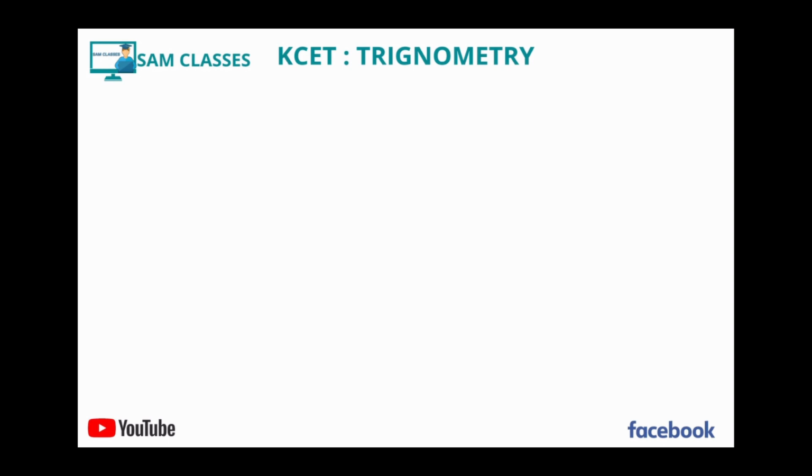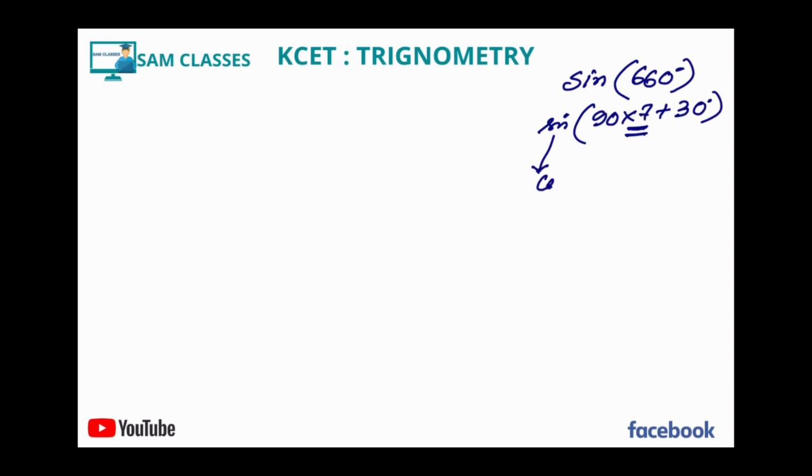Let's say we have something like a big value you can take, student. What you can take is sine of 660 degrees. So what we can write, first write in terms of 90. Sine of 90 into 7 means 630 plus 30 degrees. Very simple. Now if you see an odd value here, change this sine to cos. And then we see which quadrant it is lying in.